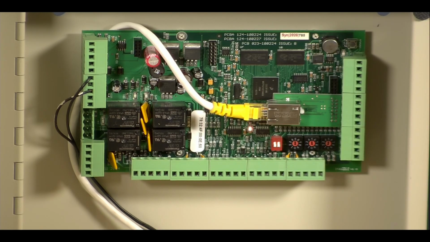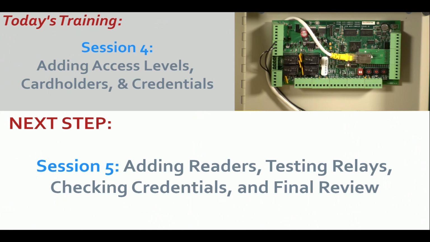And now all we need to do is move on to the next session. We're going to add readers and we're going to actually test out our credentials. Well, that completes session 4. The next step will be session 5, adding readers, testing relays, checking the credentials, and a final review.